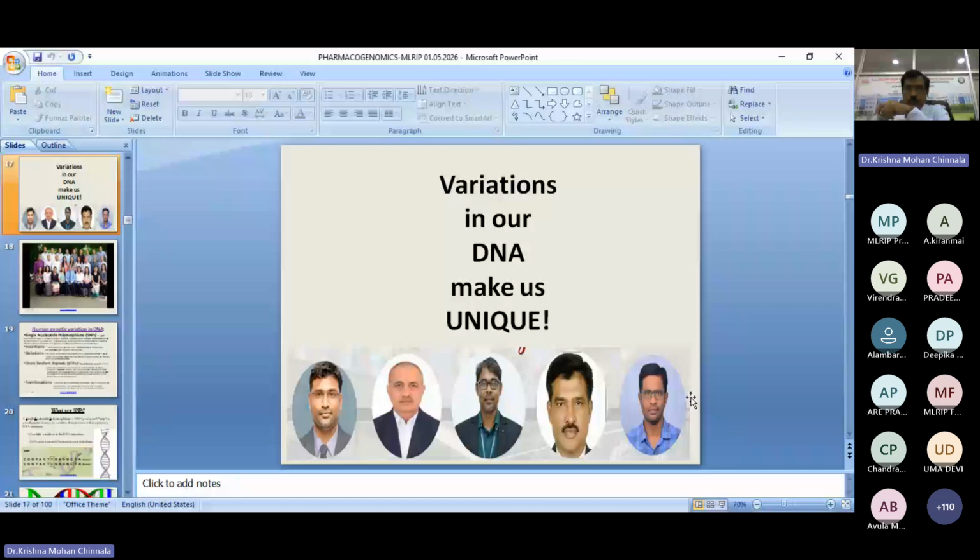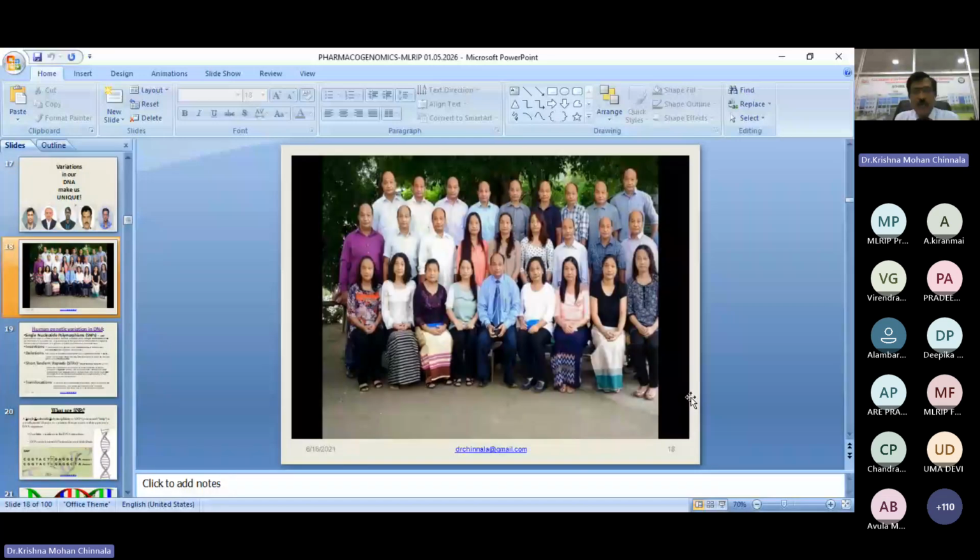Why? Because of the variations in the genetic picture. If not, this will happen: the entire family will have the same face and all. Is it possible to get this type of faces for an entire family? Actually, it is not possible.